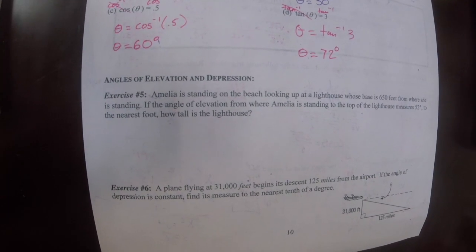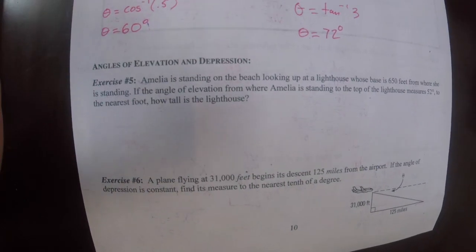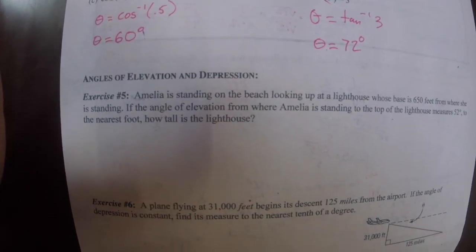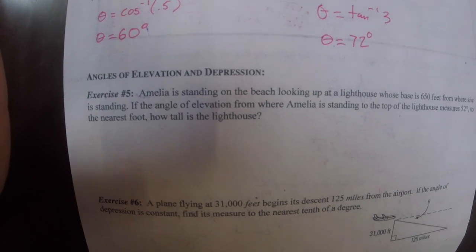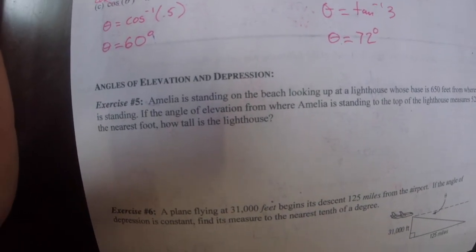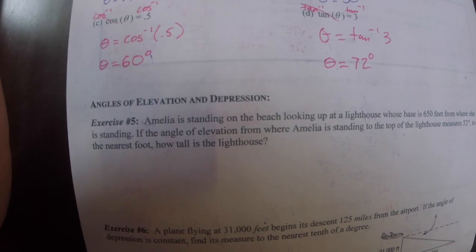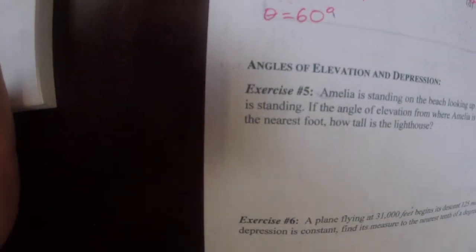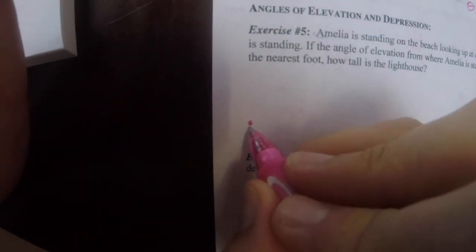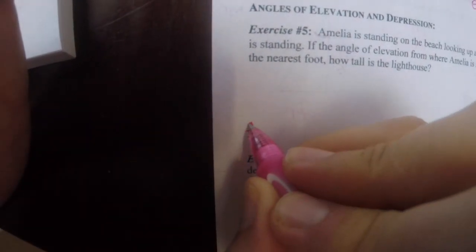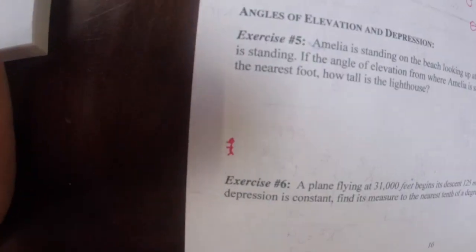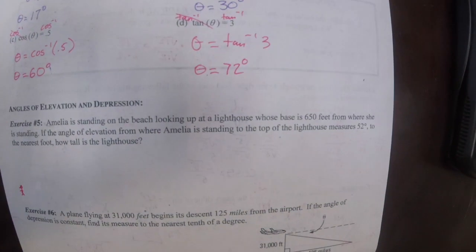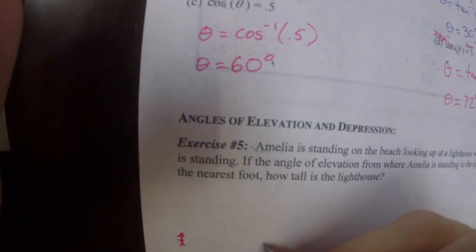Well, for all my trig word problems especially, I like having a diagram personally. I would say you would have a much higher chance of succeeding if you draw out a diagram. So that's what I'm going to do. I'm going to draw Amelia. Here she is. Okay, she's on the beach. She's looking up at the lighthouse.